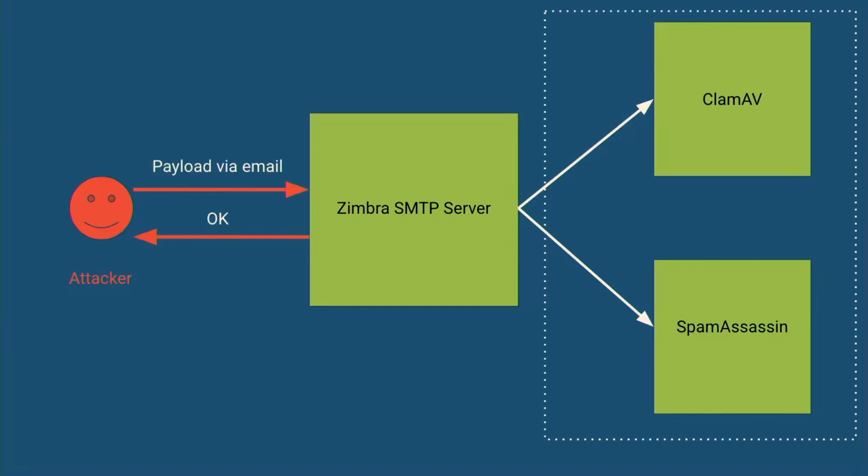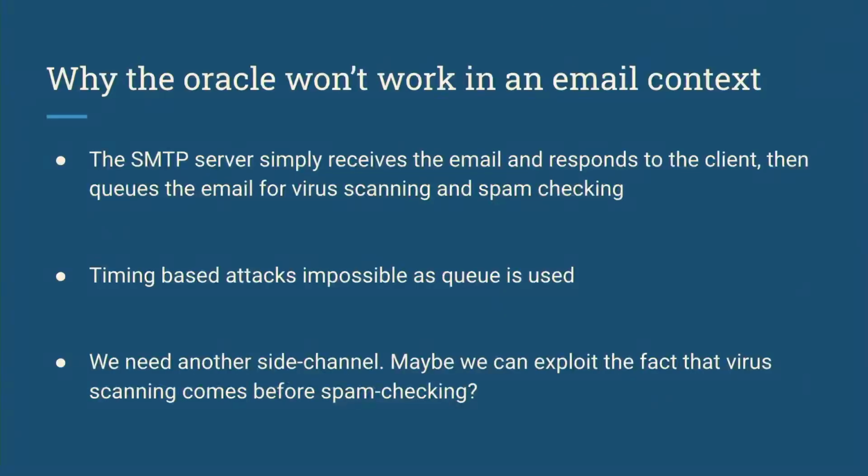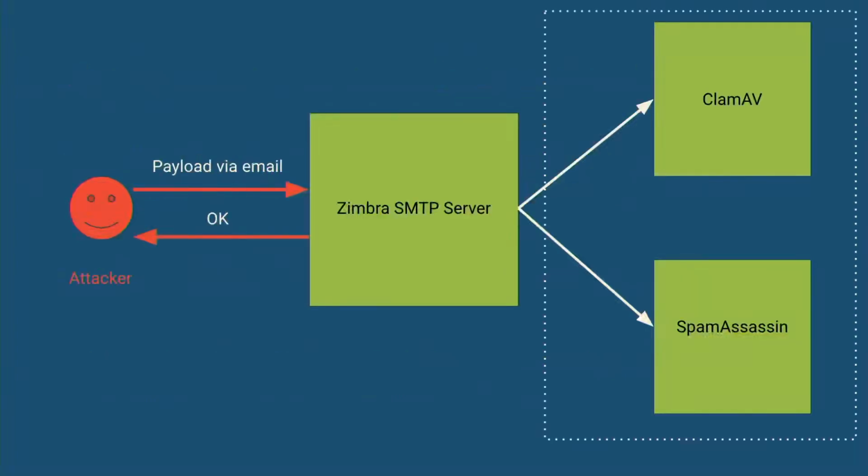So how do we side channel the information now? One thing I want you to keep in mind is that in the case of Zimbra, the email was scanned for viruses by ClamAV first, and afterwards the spam checking was done. And we can exploit some very interesting behavior here, because the SMTP server will bail if ClamAV found a virus.